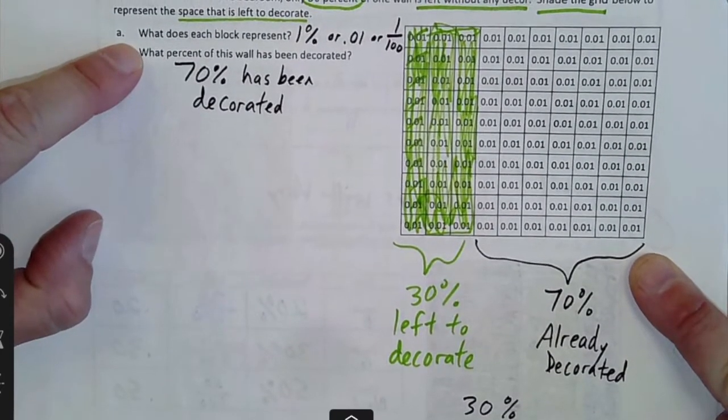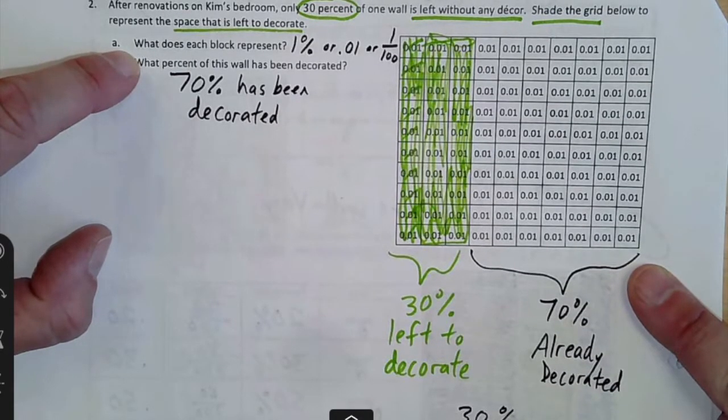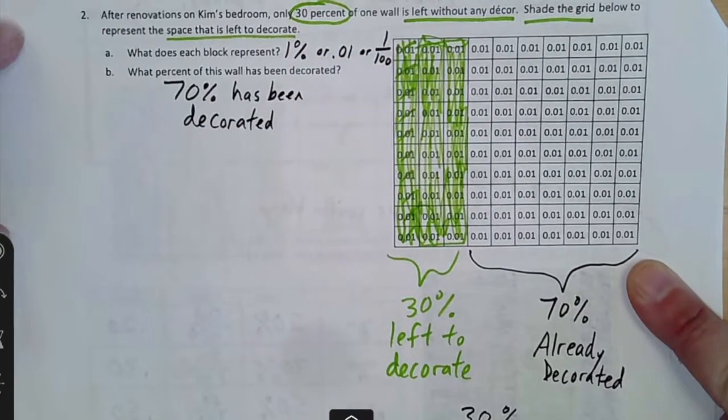What does each block represent? Each block represents 1%, or 1/100th, or 1 out of 100. However you want to look at that, all three of those are the same.